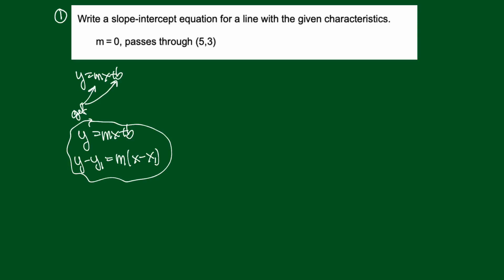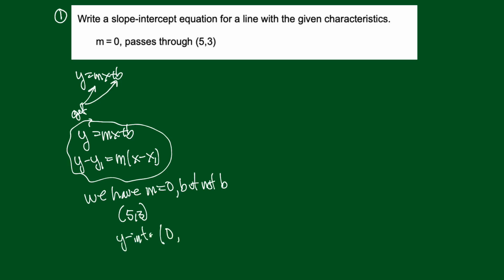Now, of course, I'd like to be able to use this form here, because all I have to do is just substitute m and b. Now, it turns out we have m, m equals 0, but not b. We don't have b because we have this point here, 5, 3, and the y-intercept always looks like this: 0 something. It's where the line crosses the y-axis.